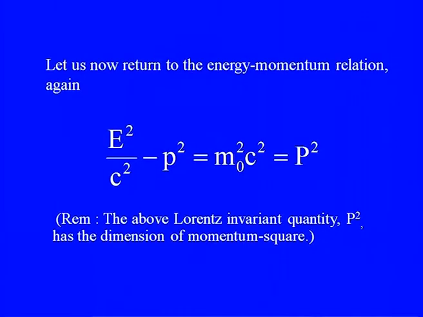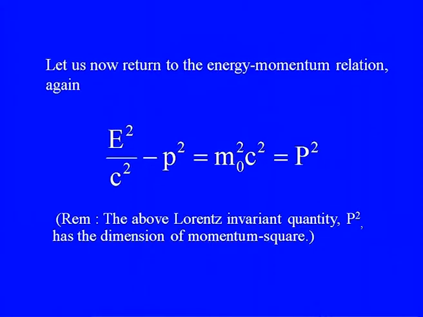Now let us change tack a little bit and return to our energy momentum relation and see something quite interesting. We have E square by c square minus the momentum square, where small p is the 3 momentum, equal to m0 square c square. I write that as capital P square, to give you an idea that this invariant quantity has the dimension of momentum. What kind of momentum is that? It is definitely not the 3 vector momentum that we deal with in our daily lives.